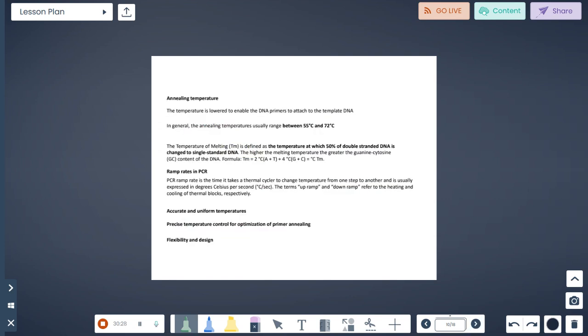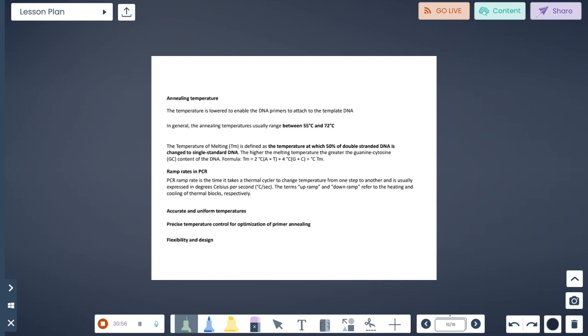So I said annealing temperature several times. So this annealing temperature is the temperature which helps the oligonucleotide to make base pairing with the template DNA. So generally, for an efficient PCR process, the oligonucleotide should have a Tm of 55 degrees centigrade to 72 degrees centigrade.